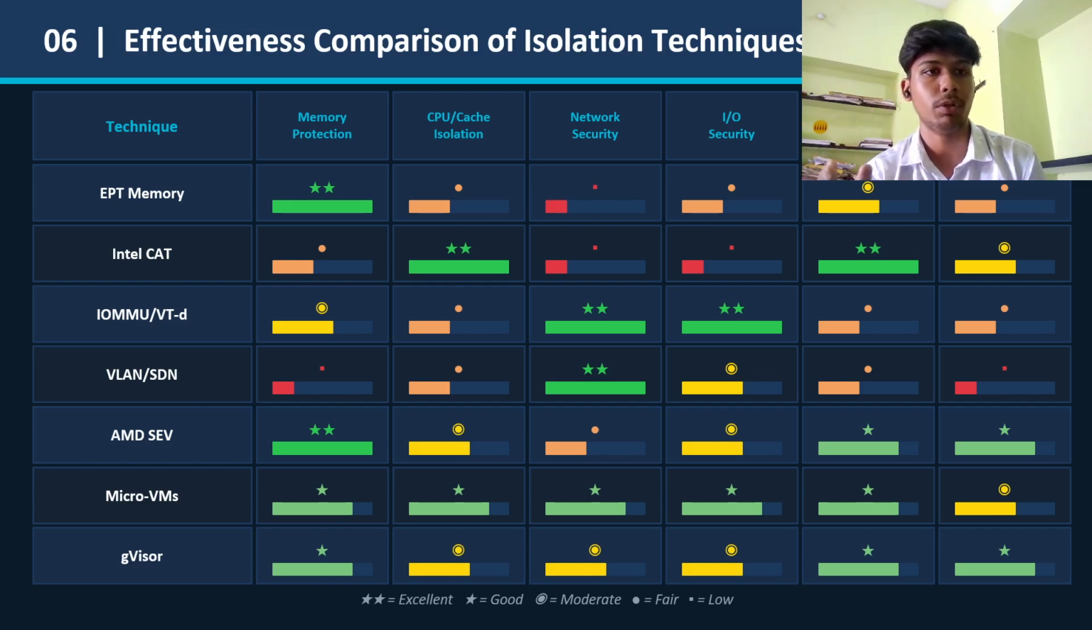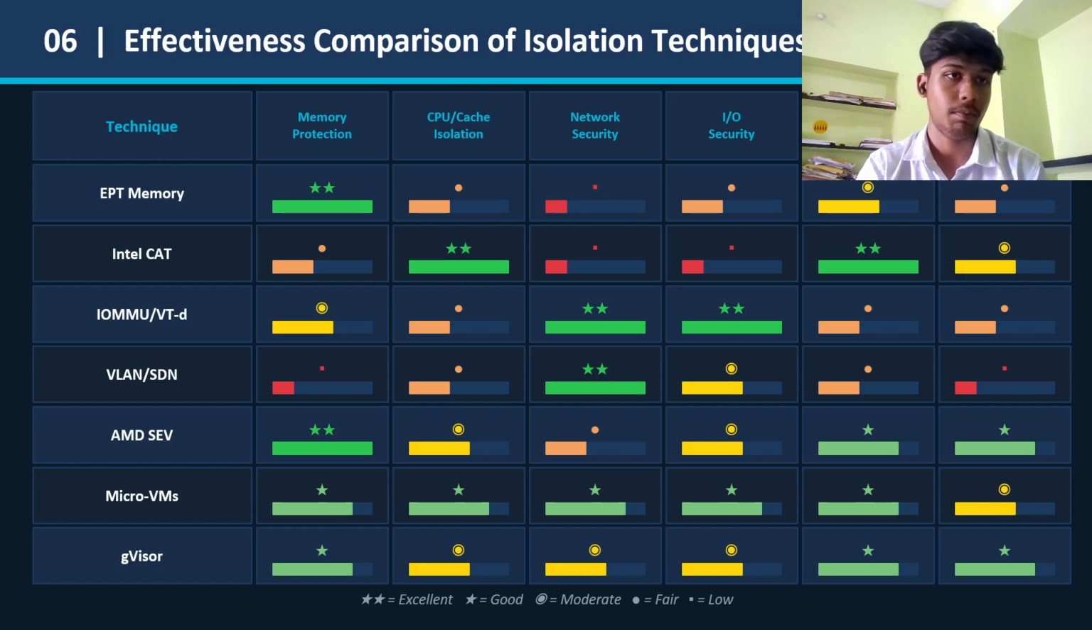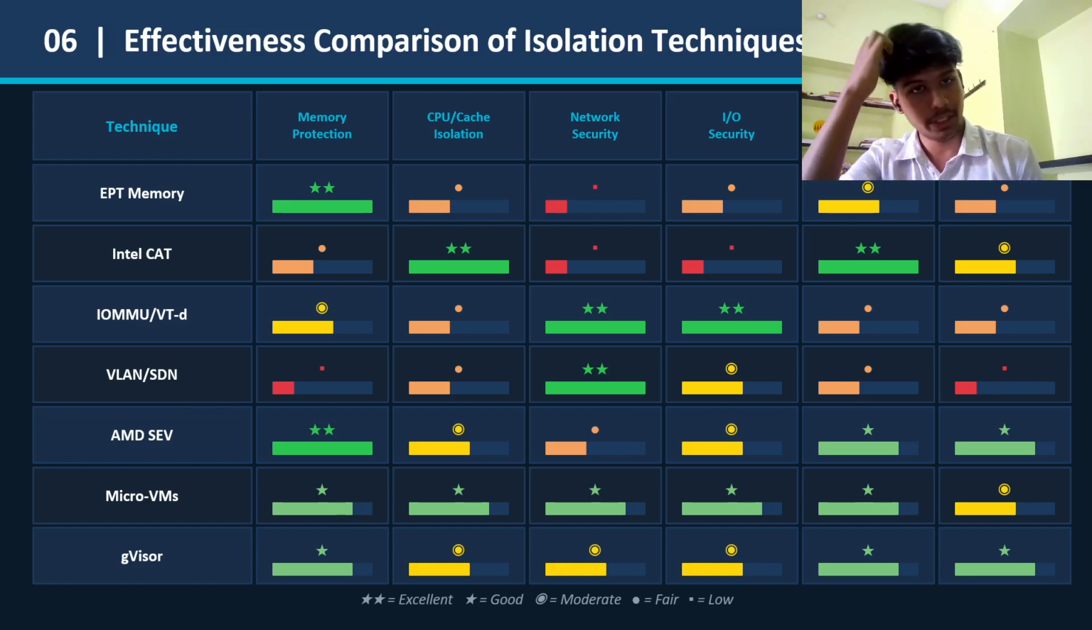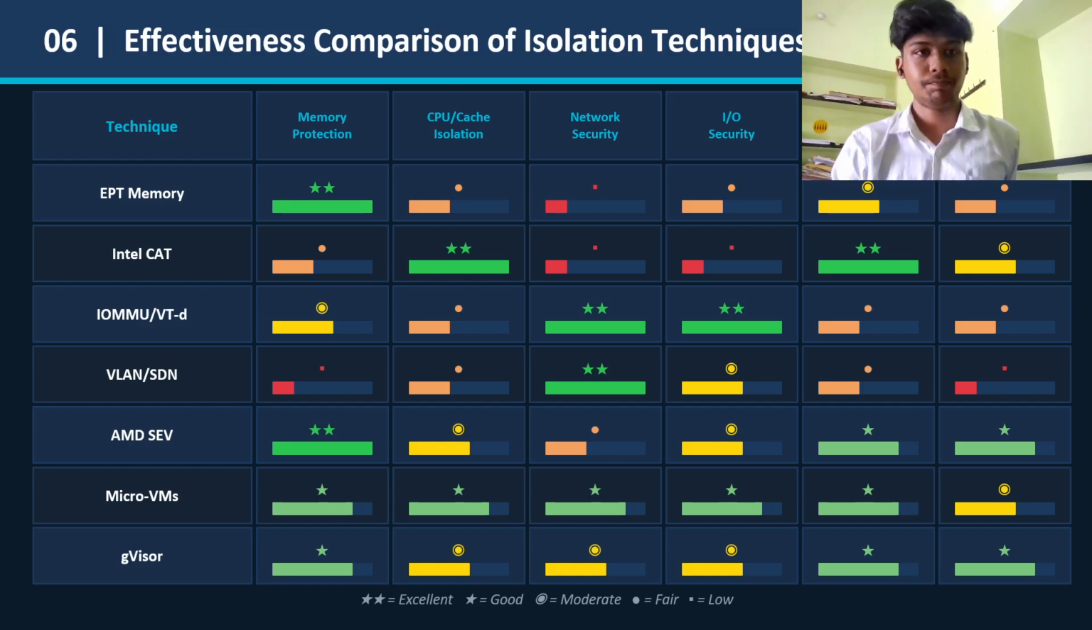Same with the IOMMU and VT-d. Excellent for IO security, essential when passing through physical devices to a VM. VLAN and SDN are excellent for network security, but they don't help with memory or CPU isolation. AMD SEV is excellent for memory protection. It provides the strongest memory confidentiality. Micro VMs like Firecracker provide good protection across all dimensions by dramatically reducing the attack surface. gVisor provides good syscall-level isolation, but has higher performance overhead for syscall-heavy workloads.